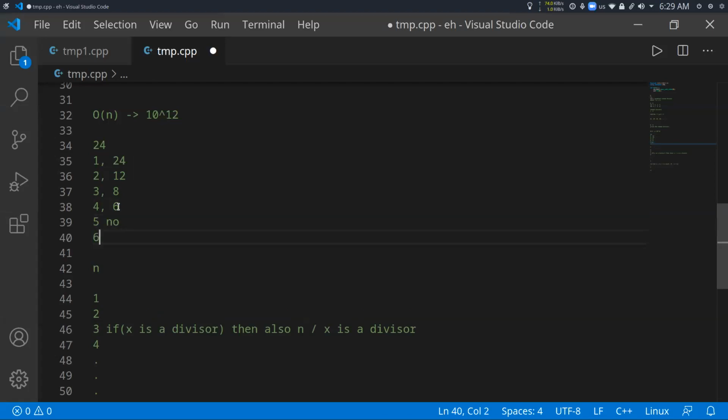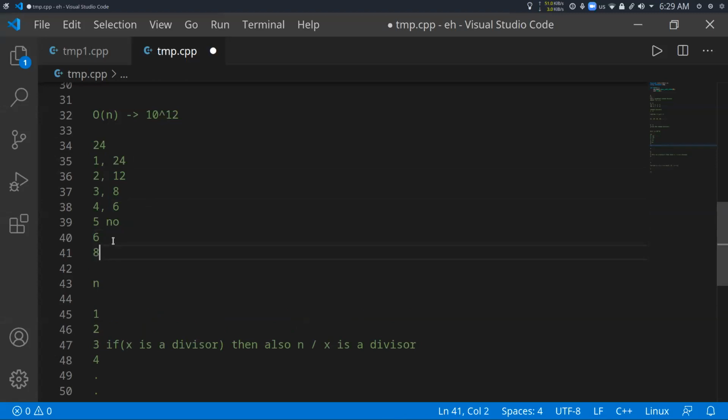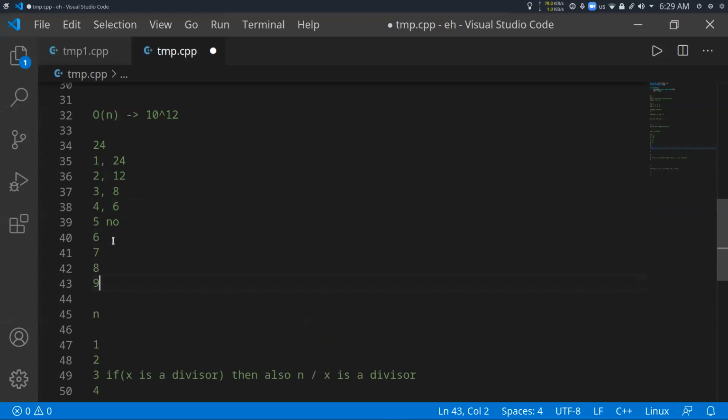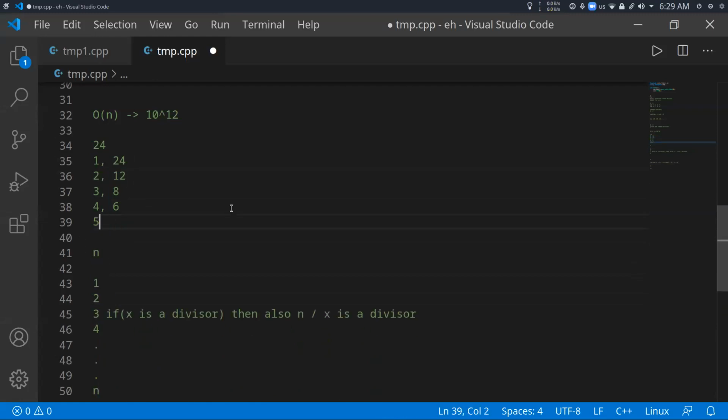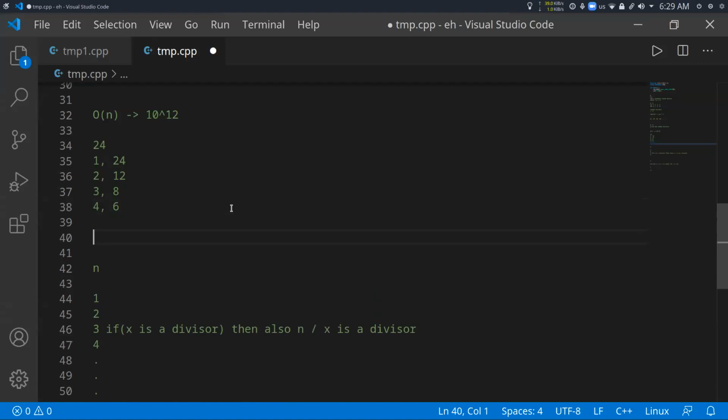And then we checked for 6. But here's the thing: we checked for 6, but we passed over it from the smallest number. So whatever numbers we'll check again, which is 6, 7, 8, 9, 10, 11, 12, and so on. So it turns out that we don't need to loop until greater than square root of n.